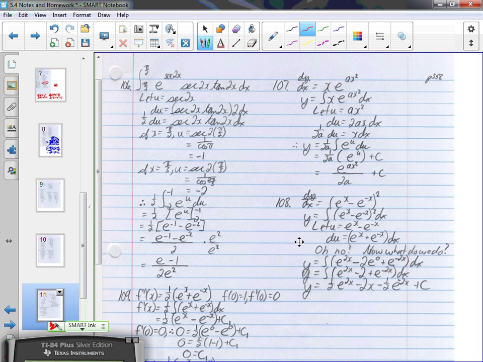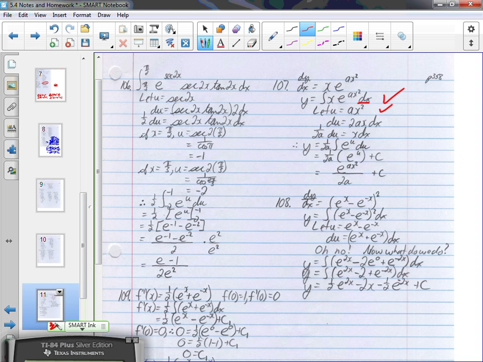Okay? So if the derivative equals x e to the ax squared, then the function equals the antiderivative of x e to the ax squared. And then to get the proper notation, dx. All right, so let's treat this as an e to the u kind of integral. So let u equal ax squared.